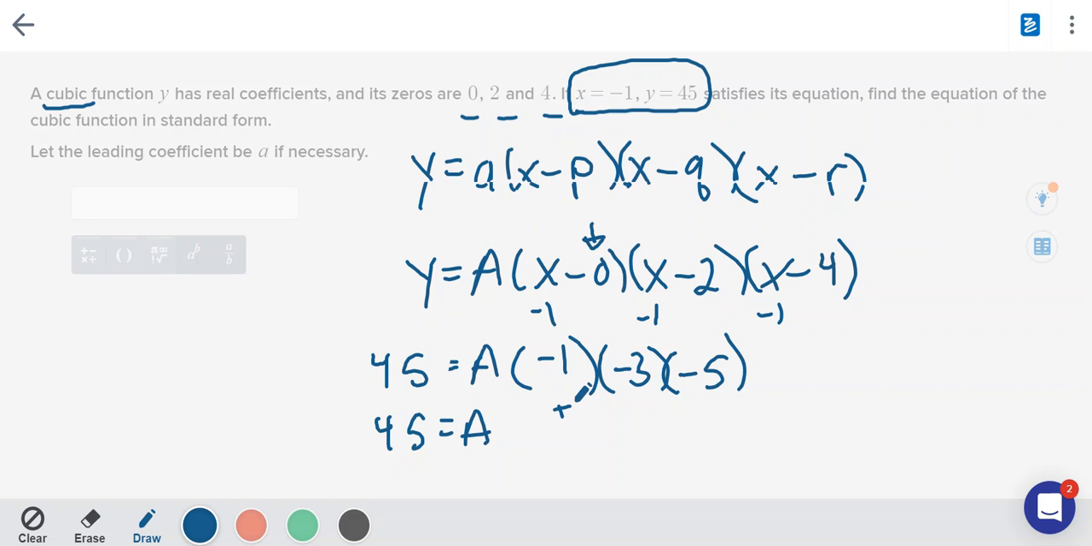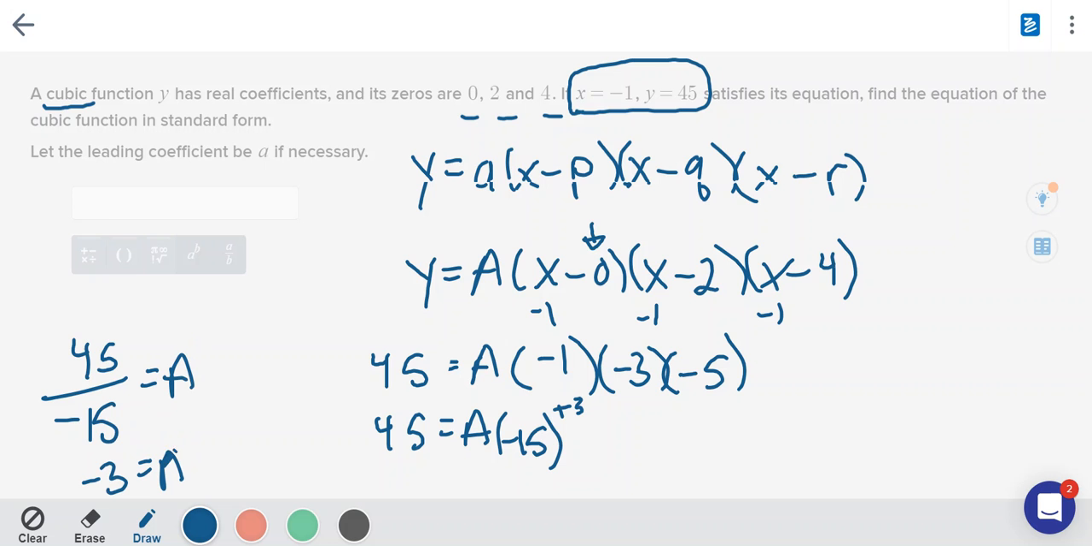This is +3, so -15. Right, please be careful with your division. So -3 equals A. So what I'm going to type in is y equals -3 times x, x minus 2, x minus 4. Next question.